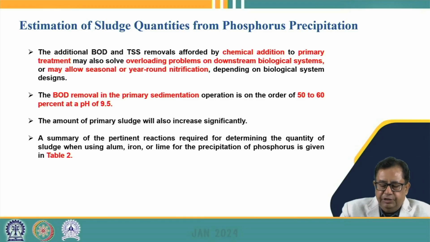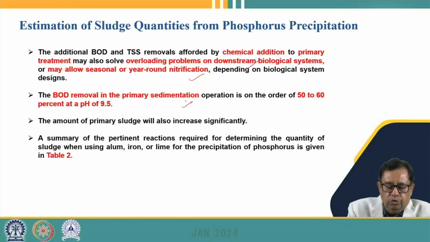The chemical addition to the primary treatment may help solve the overloading problems downstream in the biological system. It may reduce a certain amount of BOD, as well as the amount of total suspended solids. So it will lead to low organic loading in the further treatment units. Similarly, it may also allow seasonal, or we can say year-round, nitrification, as some part of the BOD is removed during the primary sedimentation tank.